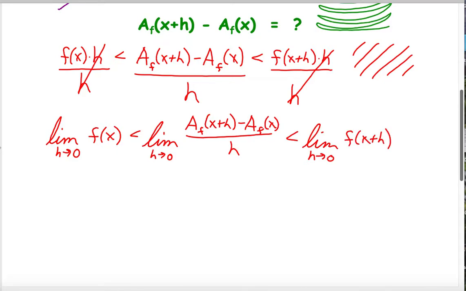Now, let's get my arrow here. For this expression, as h approaches 0, this isn't even dependent upon h, so f of x is just going to remain f of x. On the other end of the inequality, the limit as h goes to 0 of f of x plus h is just going to be f of x.